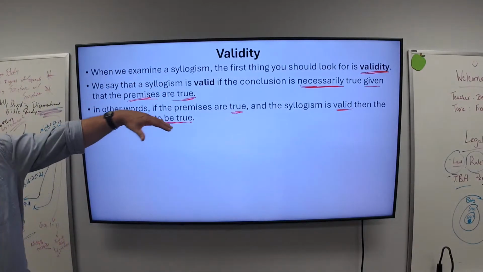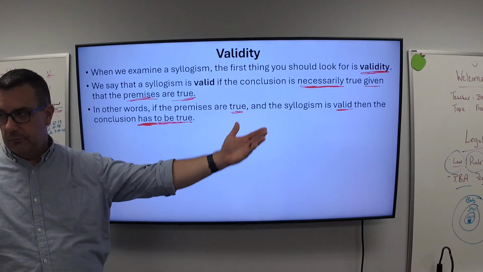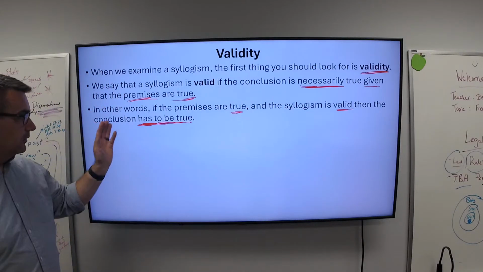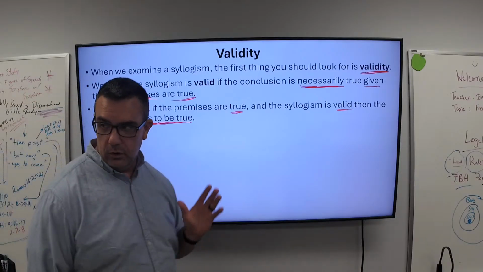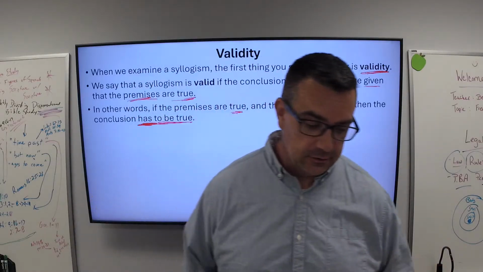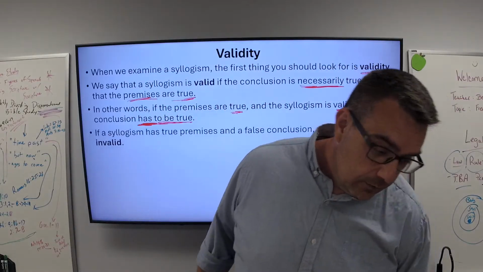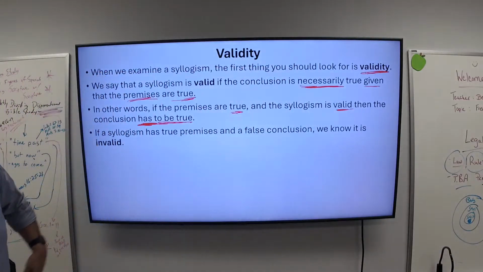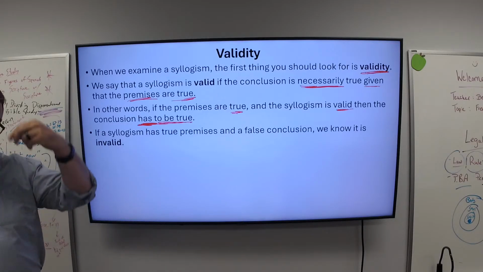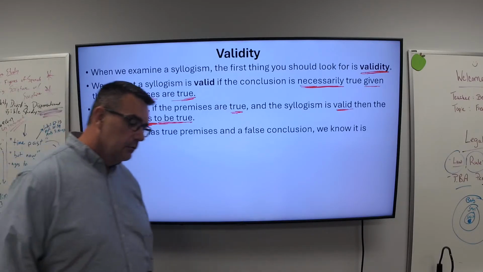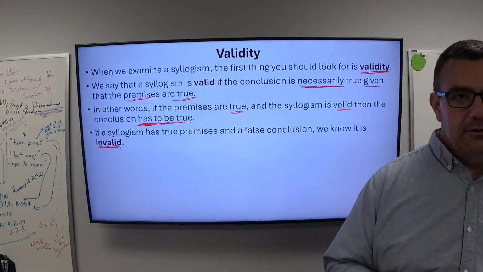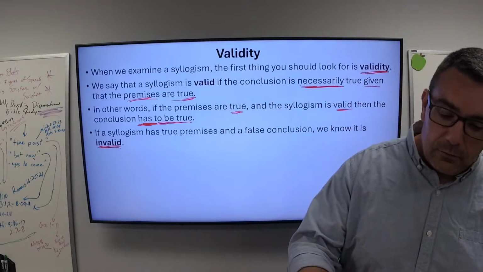Okay, just one more time. If the premises are true, meaning they're both correct, and the syllogism is valid, set up properly, then the conclusion has to be true. This is a rule of logic that's going to apply basically all the time when we talk about syllogisms. All right? So if a syllogism has true premises but a false conclusion, we would say that syllogism is what? Invalid.